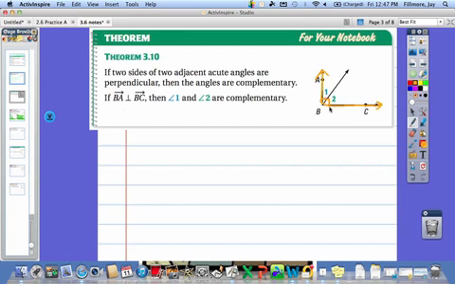It's kind of like a linear pair. They're adjacent, they share this common side and vertex, and they form a 90-degree angle, so therefore they must be complementary. 1 and 2 should add to give you 90 because this is a right angle. That's Theorem 3.10. Not used very often, but because it comes up occasionally, it's good to at least be exposed to it.